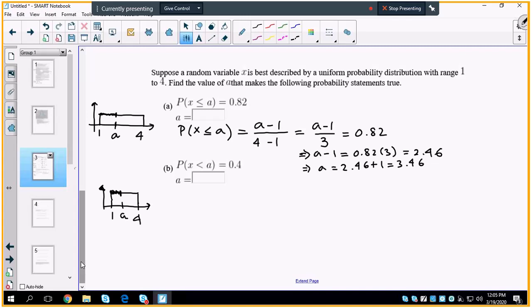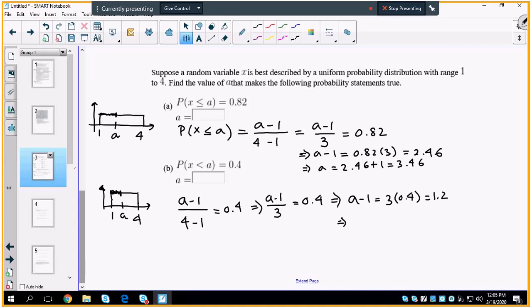So I still start at 1, end at a. On the top I get a minus 1, and on the bottom I get 4 minus 1, and that is 0.4. That's why I said it is exactly like the last one. So you get a minus 1 over 3 equal to 0.4. You multiply 3 on both sides, you get a minus 1 equal to 3 times 0.4, which is 1.2. Add 1 to both sides, you get a equal to 2.2. And that's your answer. This time a is 2.2, whereas last time it was 3.46.